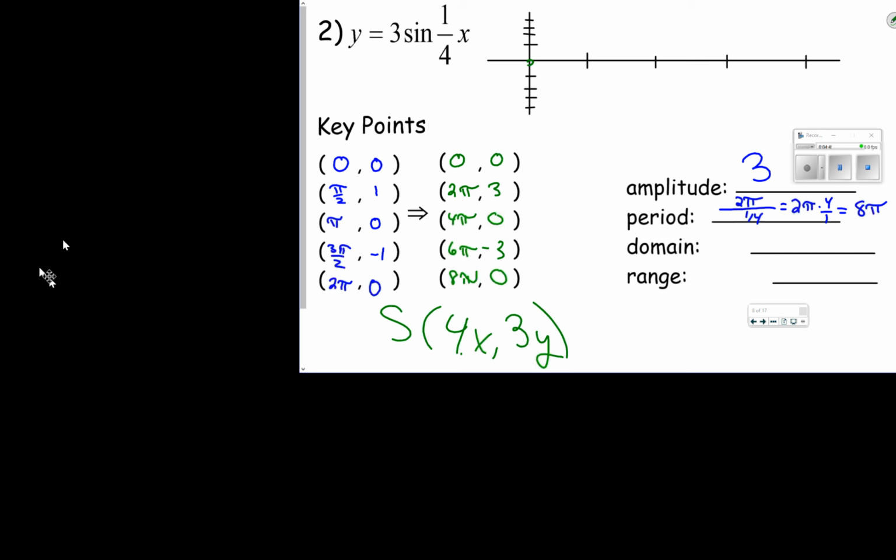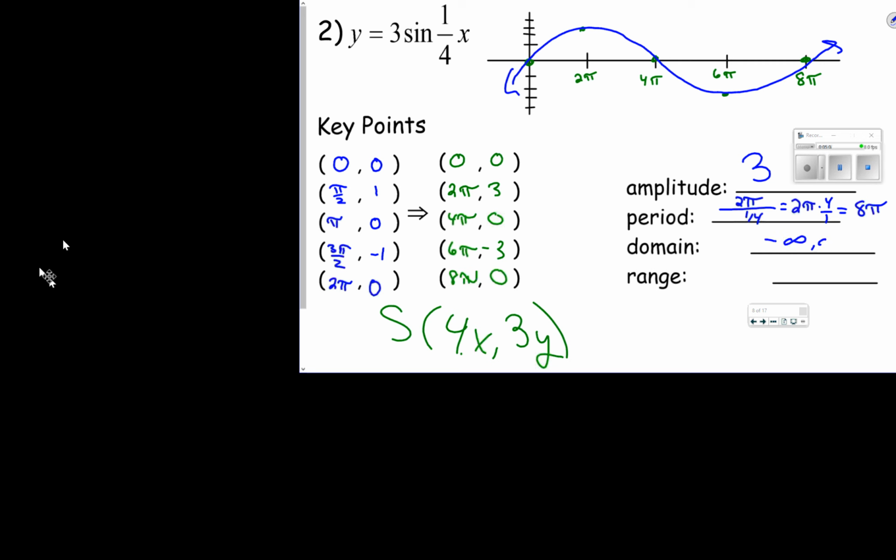So 0, 0. And then 2 pi is at 3, 4 pi is at 0, 6 pi is at -3, and 8 pi is at 0. That completes my 1 period. Sine graph.